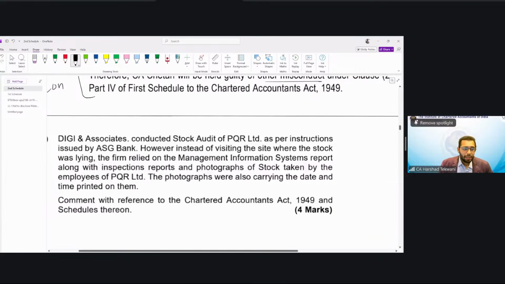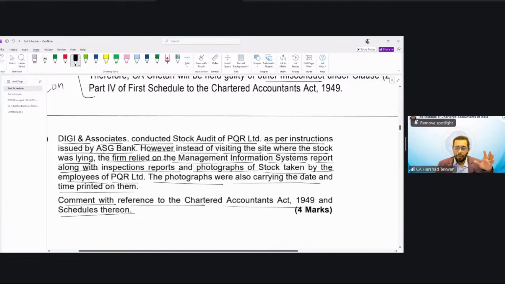So what is the question? The ICAI and Associates conducted a stock audit of PQR Limited as per the instruction issued by the ASG Bank. However, instead of visiting the site where the stock was lying, the firm relied on the Management Information System report, along with the inspection reports and the photographs of the stock taken by the employees of PQR Limited. The photographs were also carrying the date and time printed on them. Comment with reference to the CA Act 1949 and schedules thereto.